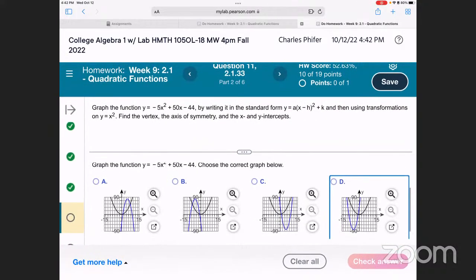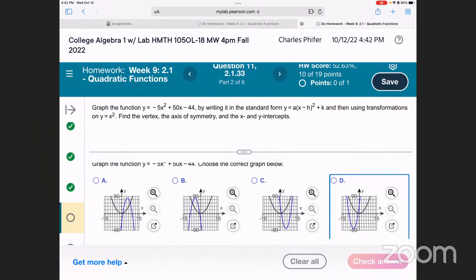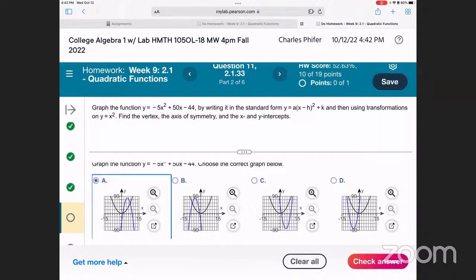An upside down skinny parabola, so it has to be either A or B. And we said quadrant 1, so it has to be A. Okay, let's go with A.